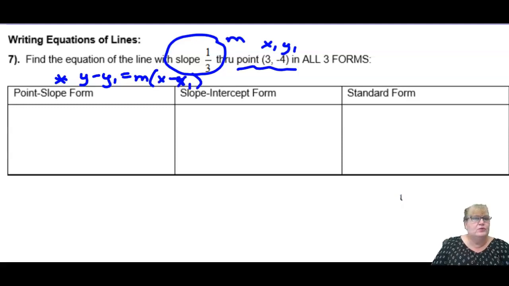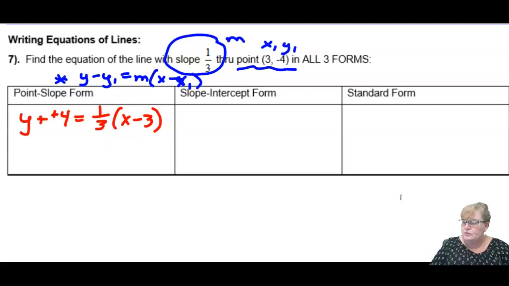Okay, be real careful, common mistakes, put the x and the y in the wrong spot or do something crazy like that. We start out y minus the y from our ordered pair over here is -4 equals the slope was 1/3, and then it's x minus the x, which was 3. All right, we can stop right there. We could make this plus positive, and that is point slope form.